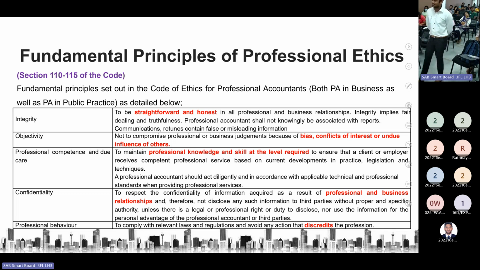Okay. Generally, when it comes to integrity, you need to become straightforward. You need to become honest. When you are doing something, you need to become straightforward. You need to become right, and tell the truth. So you need to have integrity. To be straightforward and honest in all professional and business relationships. Integrity implies fair dealing and truthfulness. Professional accountants shall not knowingly be associated with reports, communications, or other information that contains false or misleading information. Right. So you need to work as a person of integrity.